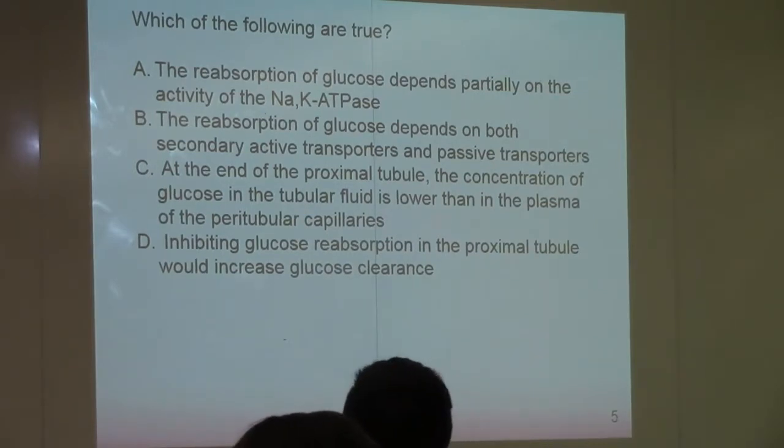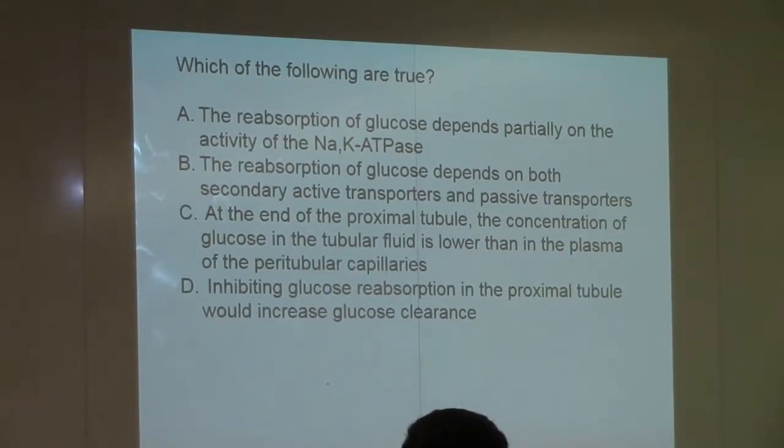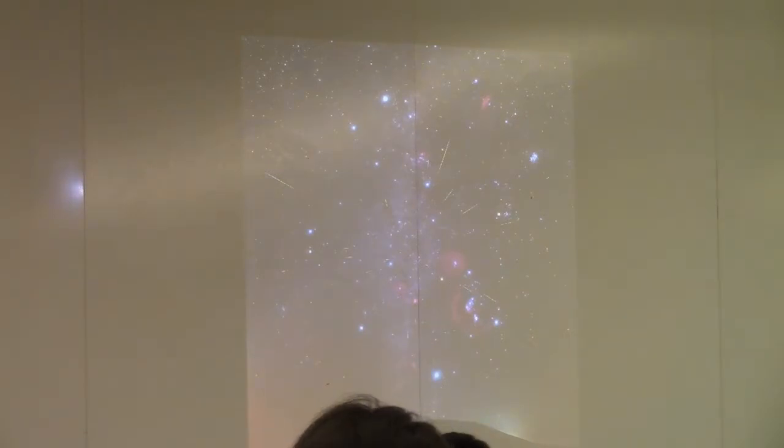This is not a super easy one. Let's do it. While you're thinking about it, I need to fix my answer. Myself confused. Show me your answers.